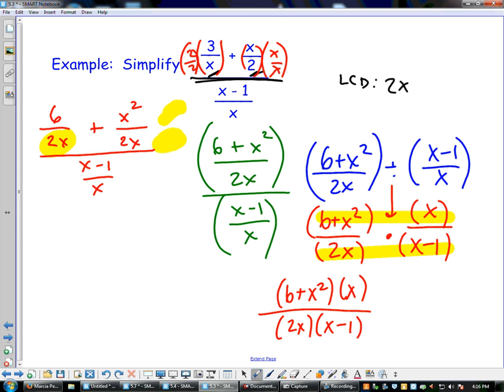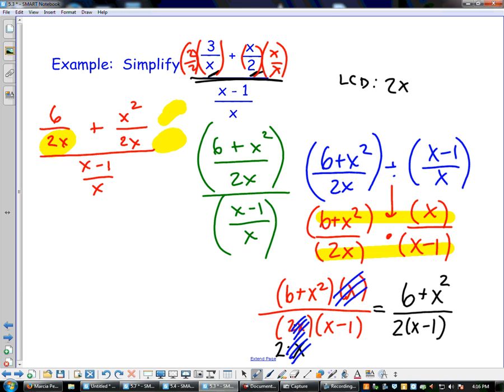Now, if I think about 2x, remember that's really 2 times x. So I have a factor of x on the top and bottom. If you think about this like 2 times x kind of separate a little bit, which means I can cancel an x from the numerator, and also this x can go away from the denominator. So I'll end up simplified with 6 plus x squared divided by 2 times x minus 1.